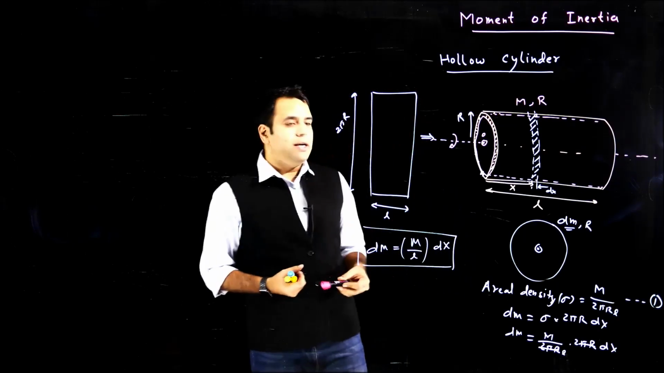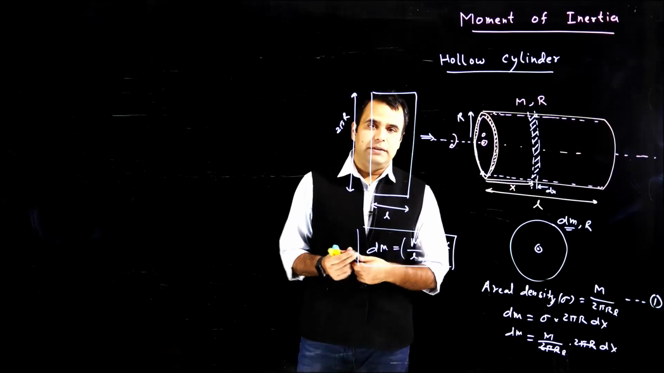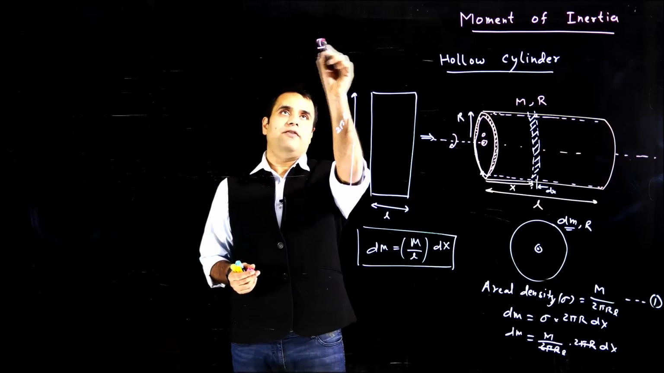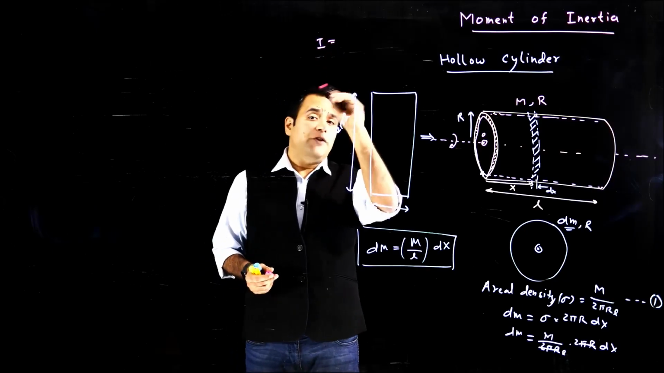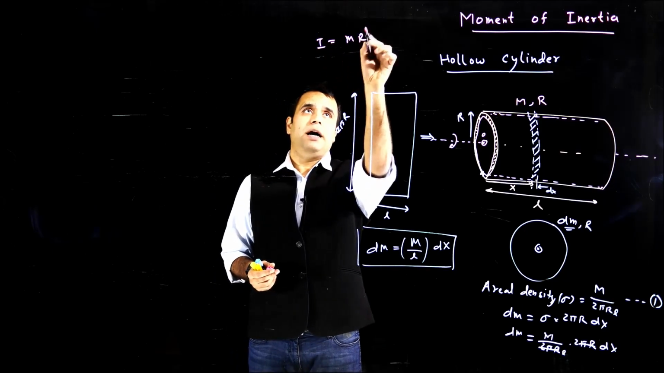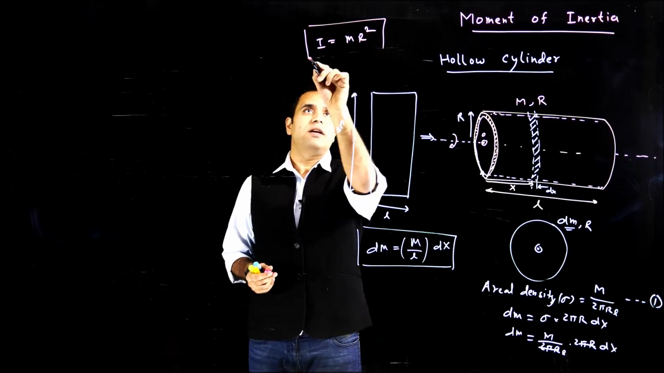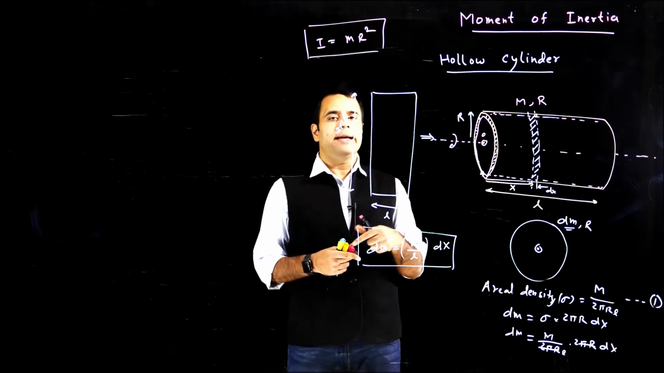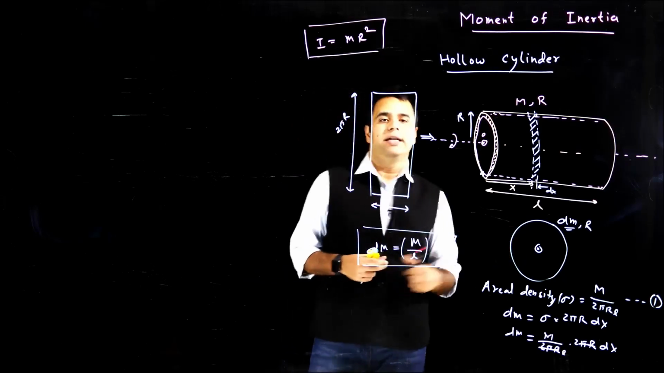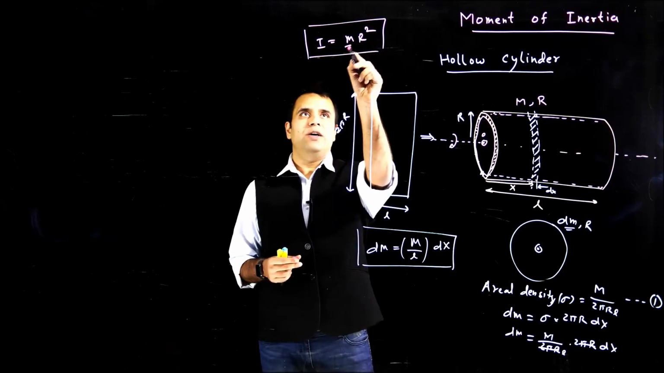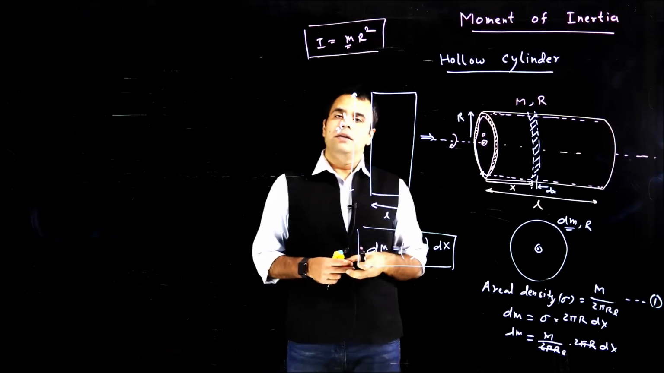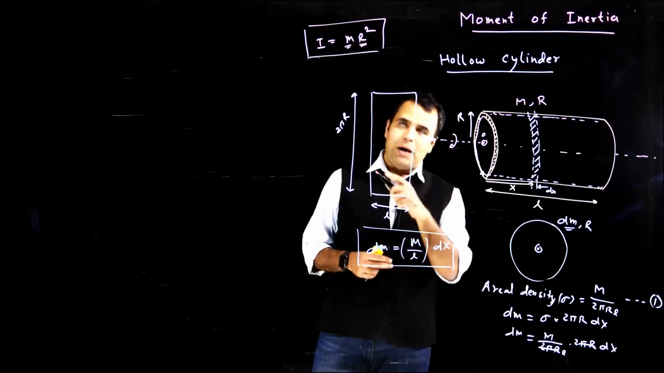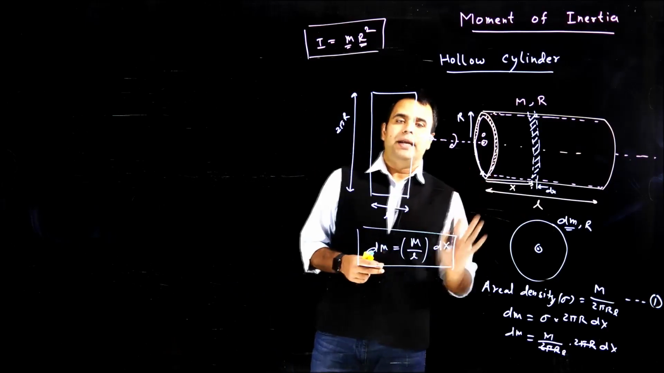Now I need to calculate the moment of inertia of this ring element about the axis which is passing through the center of mass. If you remember, we had a formula: moment of inertia for a ring was equal to mr squared. That was the formula for the moment of inertia of a ring about the axis which is perpendicular to the ring and passing through the center of mass, which is the same ring here also. In this formula, m was the mass of the ring and capital R was the radius of the ring. In this case, the mass is dm and the radius is capital R.